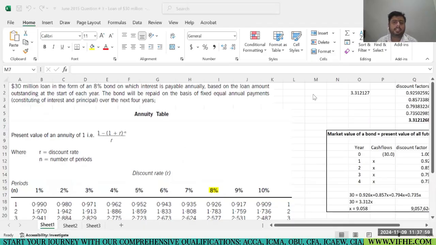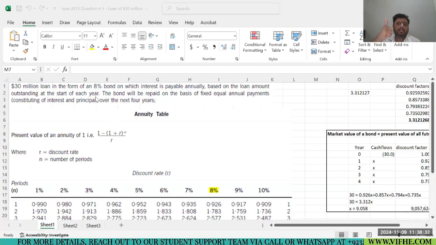You need to understand the difference between what is going on in this specific question and what other questions talk about. Let me read the lines that are mentioned in front of you. It is saying $30 million loan in the form of an 8% bond on which interest is payable annually based on the loan amount outstanding at the start of each year.